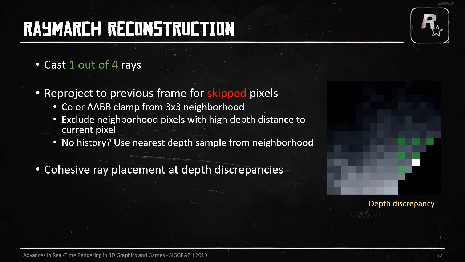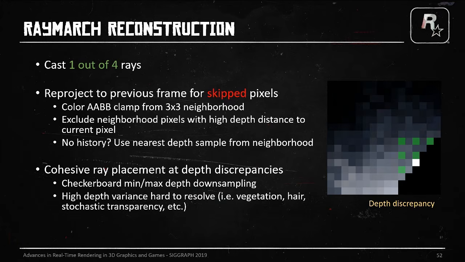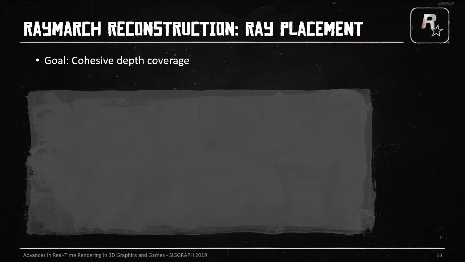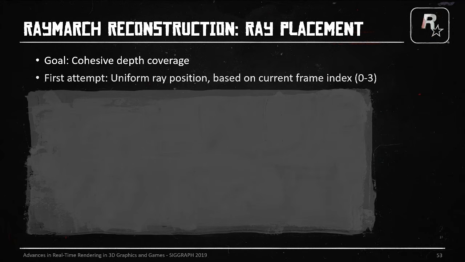So as you can see, it's very important to place these rays in a cohesive way. And we start by doing a checkerboarded min-max depth downsampling to provide us with our target resolution depth. But we can still have problems on high variance depth discrepancies, which can be introduced from stochastic effects like vegetation, hair, and others. So once again, the goal is cohesive depth coverage.